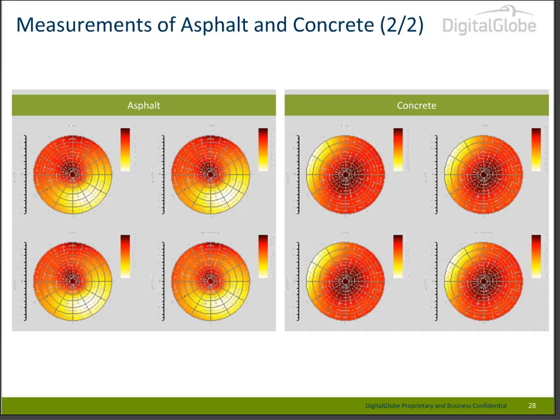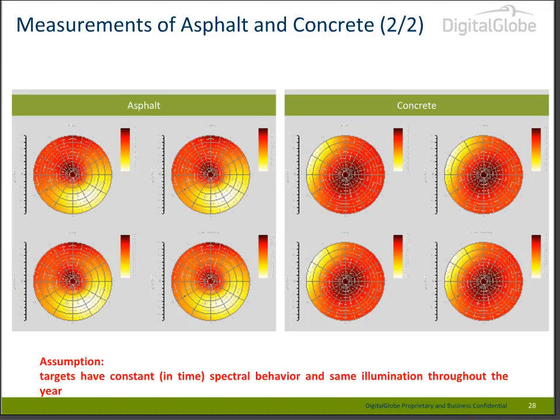And what you can notice is that asphalt has a backward scattering property. In particular, the brightest side is the one that is facing the sun. Whereas for concrete, we have exactly the opposite behavior. So the brightest surface is the one that is away from the sun.